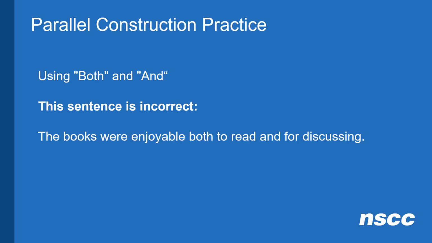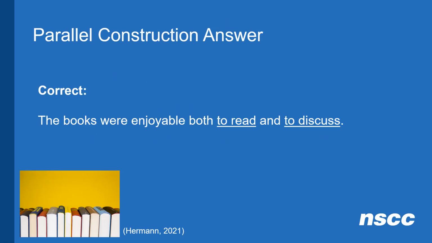Using both and. This sentence is incorrect. The books were enjoyable both to read and for discussing. What do you think we can do to make it correct? The correct way to do this would be to say, the books were enjoyable both to read and to discuss.